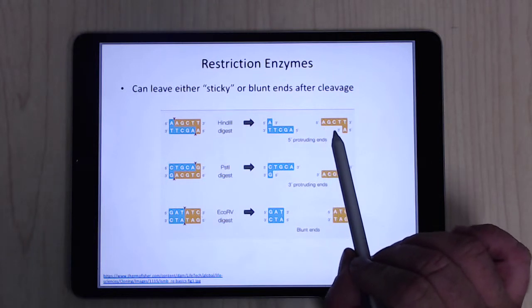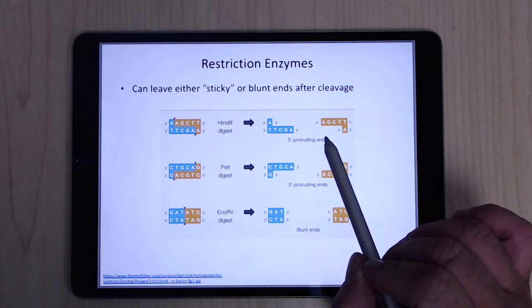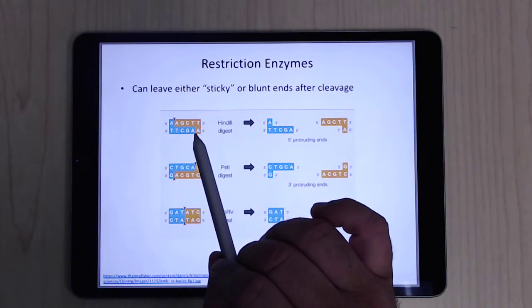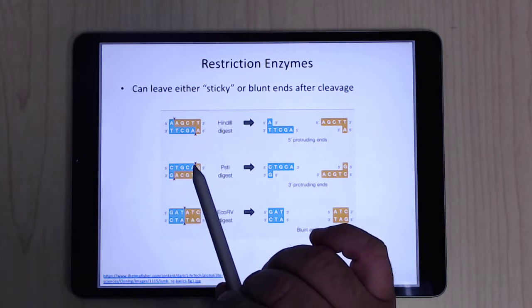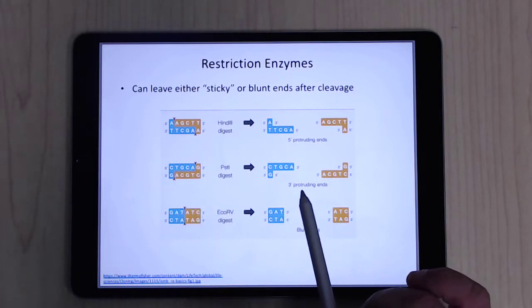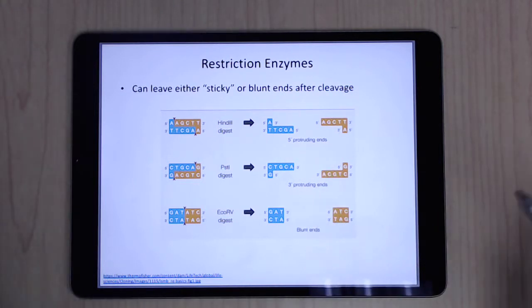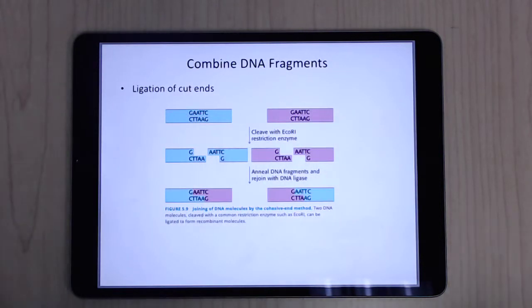and this would be complementary. You can use that to be complementary to a new piece of DNA. We'll talk about that in a second. You can either leave it where the bottom strand is sticking out, or where the top strand is sticking out. So you can have 5' protruding, 3' protruding, or blunt ends. You can use that to put DNA together.